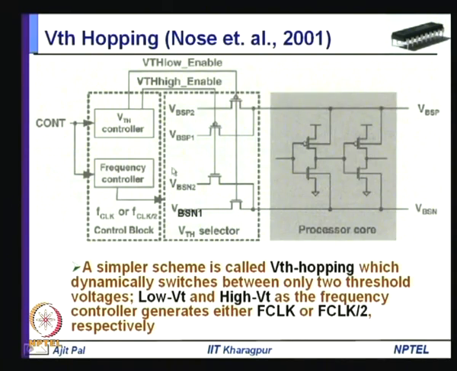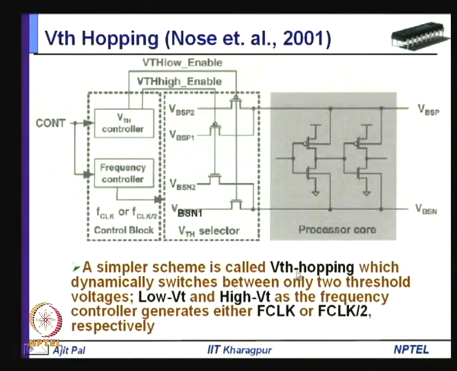Now, a simpler alternative is a simpler scheme called VTH hopping, which dynamically switches between only two threshold voltages. We have seen that in dynamic threshold voltage scaling, you can have a large number of discrete voltage, frequency and threshold voltage pairs. Instead of having a large number of such pairs, you will be using only two frequency and threshold voltage pairs. In this case, this is known as VTH hopping.